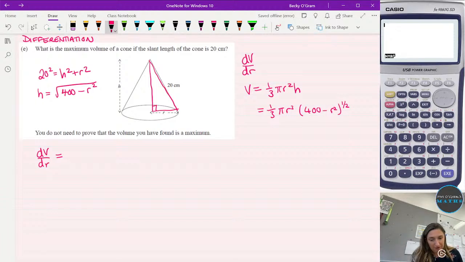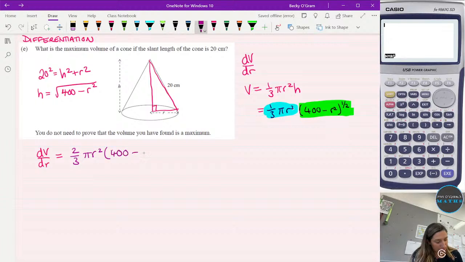We have, what have we got? We've got a product rule. So we have the first piece here of our product rule and the second piece here. So I'll start by differentiating the blue. That's 2/3 pi r squared. And we times it by the green without changing the green. And then we keep the blue as it is and we differentiate the green.